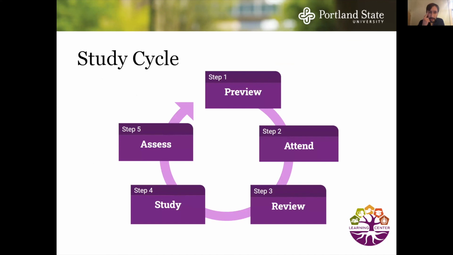Just to review, we went over these 5 steps of a study cycle. This is previewing material before class, being sure to attend class and trying to make that an active experience. Then reviewing that material within 24 hours of attending class, having a study session or a study block, and you may want to try breaking up that time and including some breaks. And then creating an intentional time to look back over your system and ask yourself how it's working.